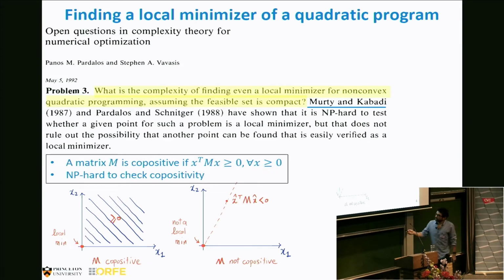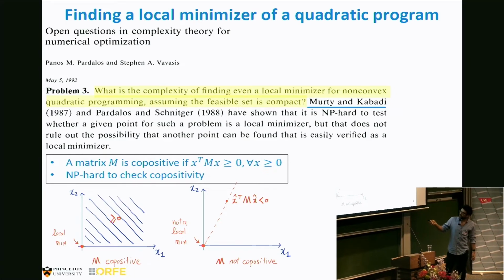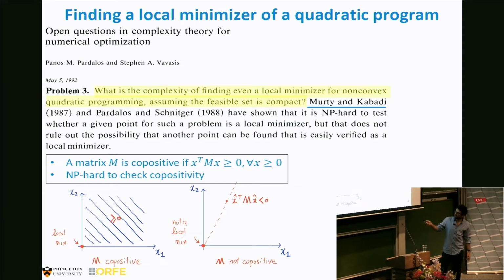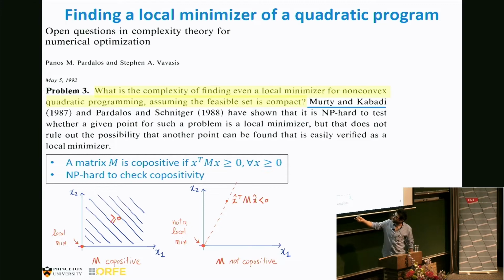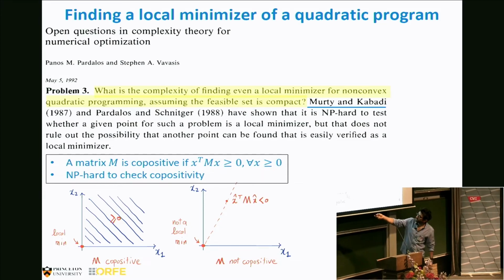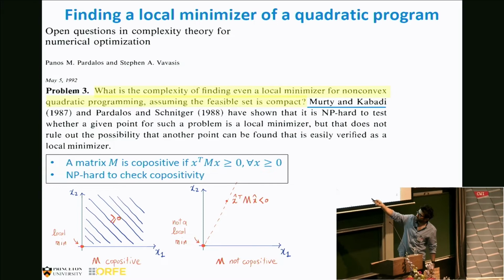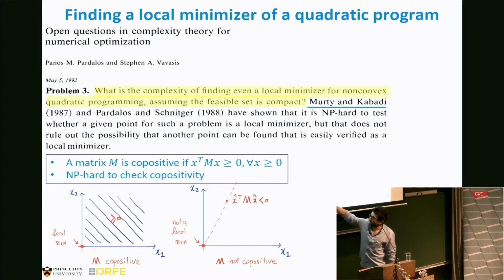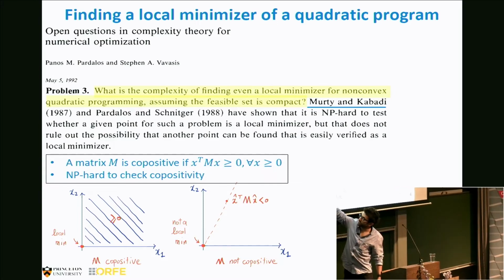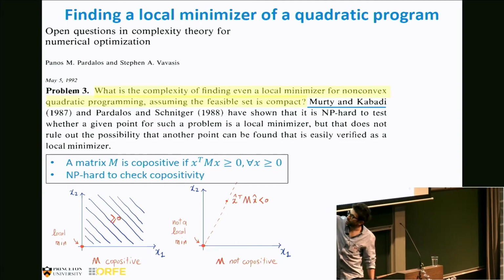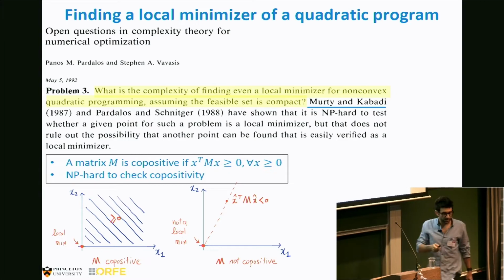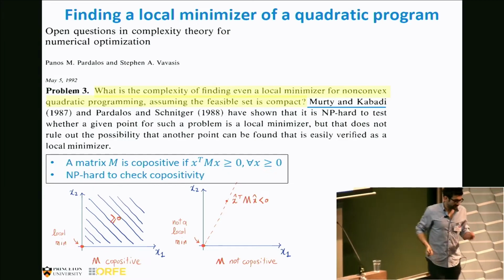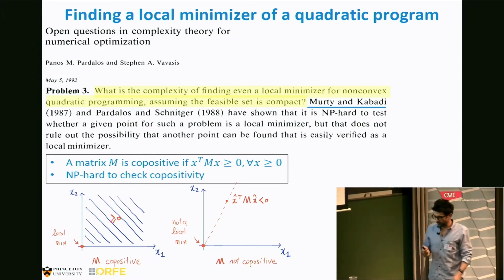Conversely, if your matrix is not copositive, that means that for some point x hat in the non-negative orthant, this quadratic form is negative. But then you can just draw the ray through the origin, and by homogeneity, this quadratic form will be negative on the entire ray. So arbitrarily close to the origin, you will have negative values. So the origin cannot be a local min because the value there is 0. So this is a descent direction. So that's a proof that checking whether a point is a local min is NP-hard.